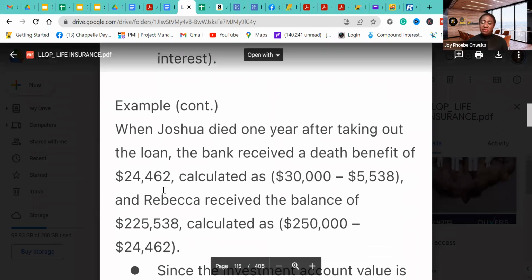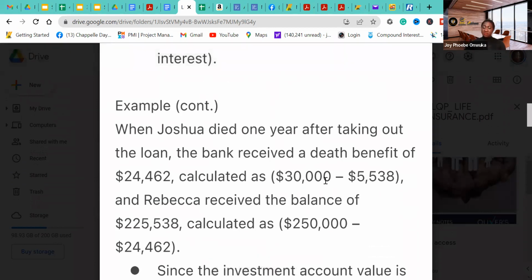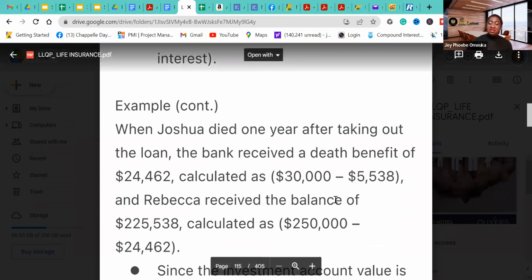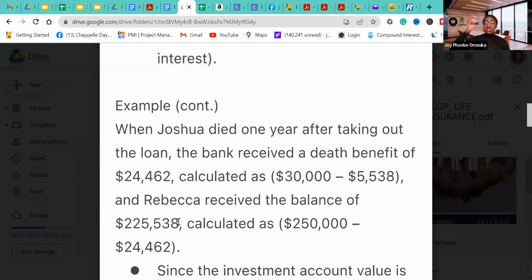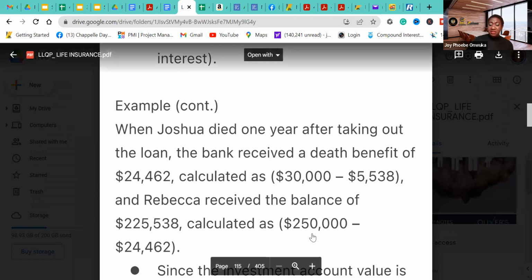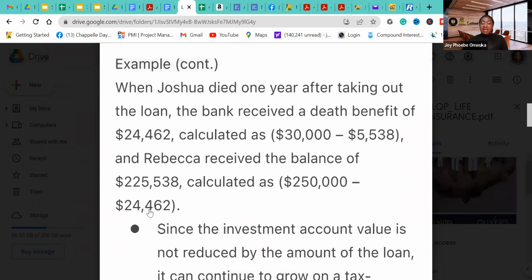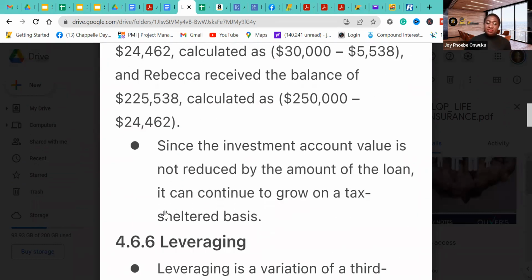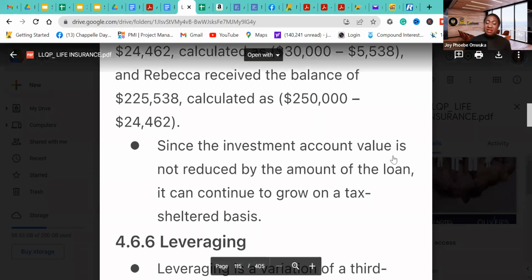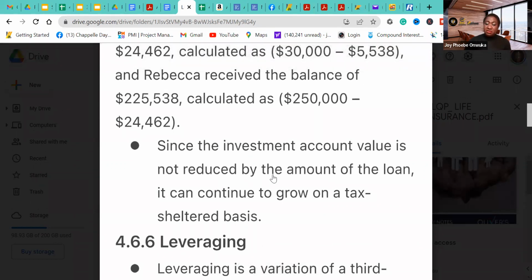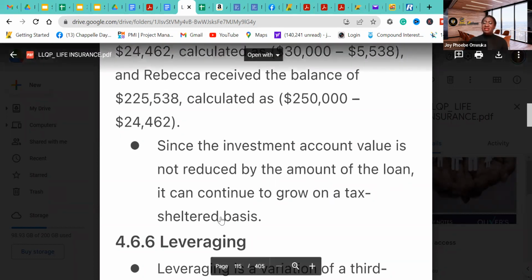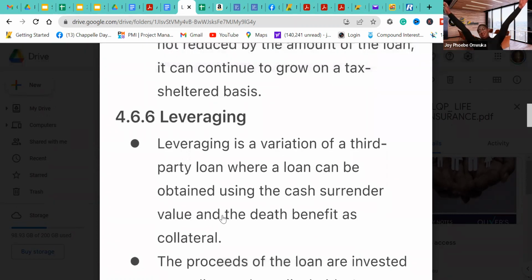When Joshua died 1 year after taking out the loan, the bank receives a death benefit of $24,000, calculated as the $30,000 he drew minus the $5,538 that he repaid, and Rebecca, the daughter, will receive $225,538, which is calculated as the $250,000 death benefit minus the outstanding balance for the bank, which is $24,000. Since the investment account value is not reduced by the amount of the loan, it can continue to grow on a tax shelter basis. Policy loan is the way to go, guys.